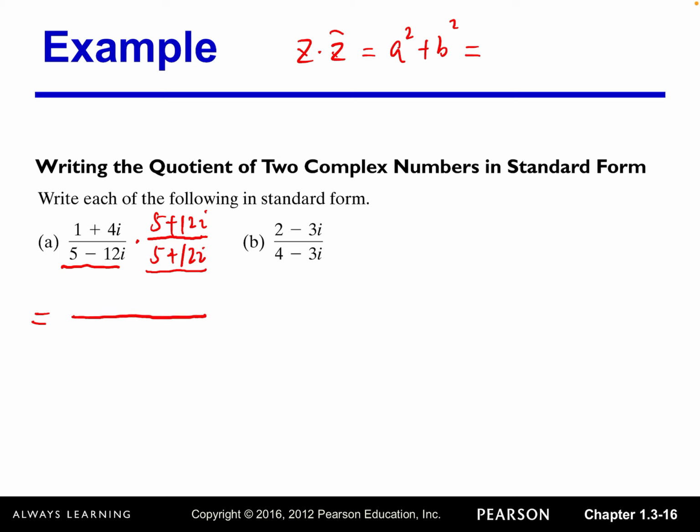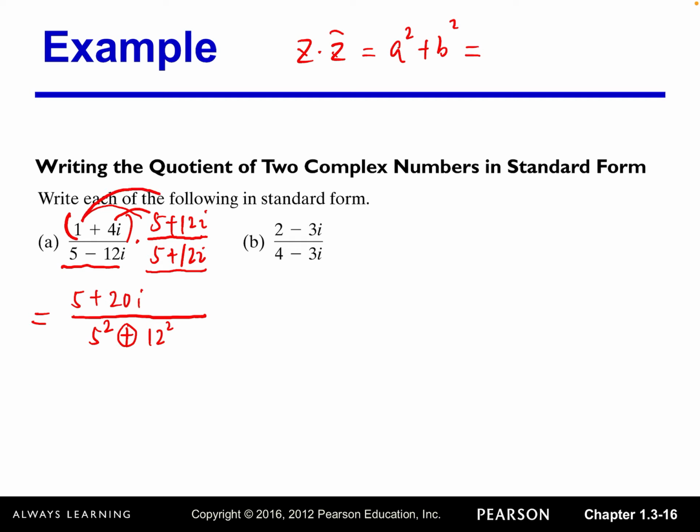So two conjugates multiply by the theorem is just 5 squared plus 12 squared. Here the sign is always positive. And then for the numerator, we have to multiply the two complex numbers, right? 1 times 5, that's a 5. 4i times 5, that's 20i.